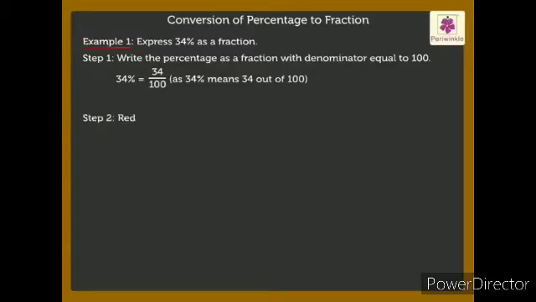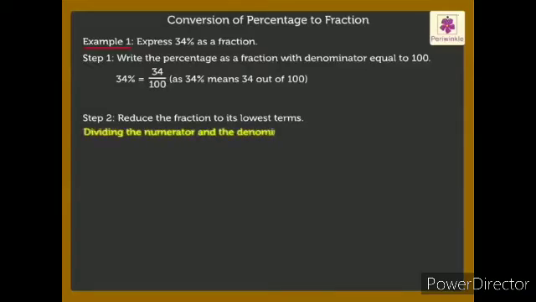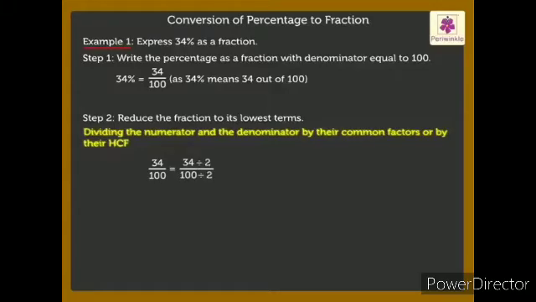Step 2 is to reduce the fraction to its lowest terms. We can reduce a fraction to its lowest terms by dividing the numerator and the denominator by their common factors or by their HCF. Hence, dividing 34 upon 100 by 2, we get 17 upon 50. Therefore, 34% is equal to 17 upon 50.